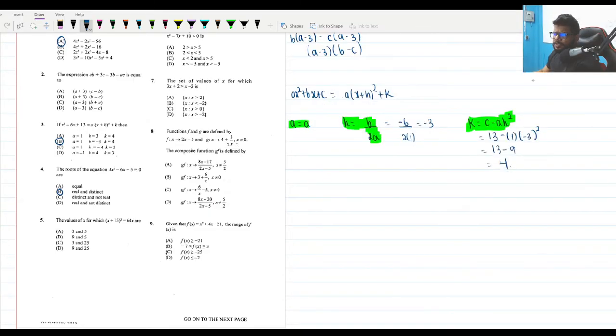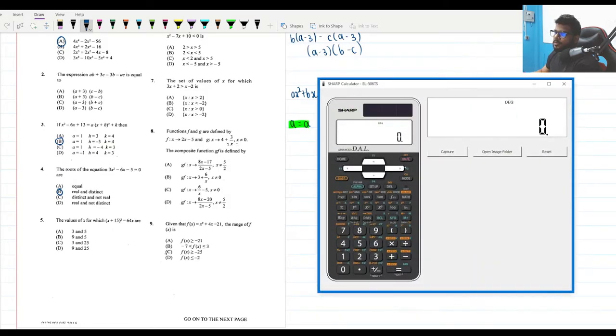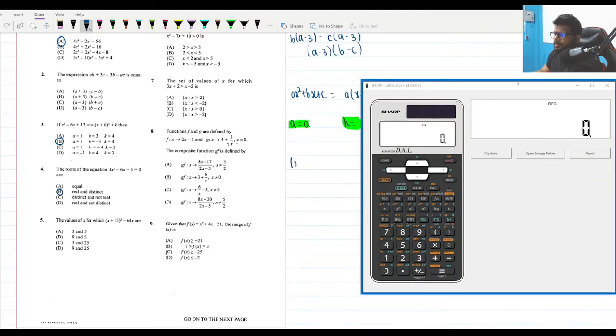The values of x for which that is equal to 64x are, you could solve, or we can substitute the values one time. So I'm going to check and see if 3 is an option. What we could do is x plus 15 squared take away 64x, supposed to be 0. I just rearrange a little bit. I substitute in 3, seeing if 3 works. 3 minus 15 all squared minus 64 into 3 is not 0, so 3 is not an option.